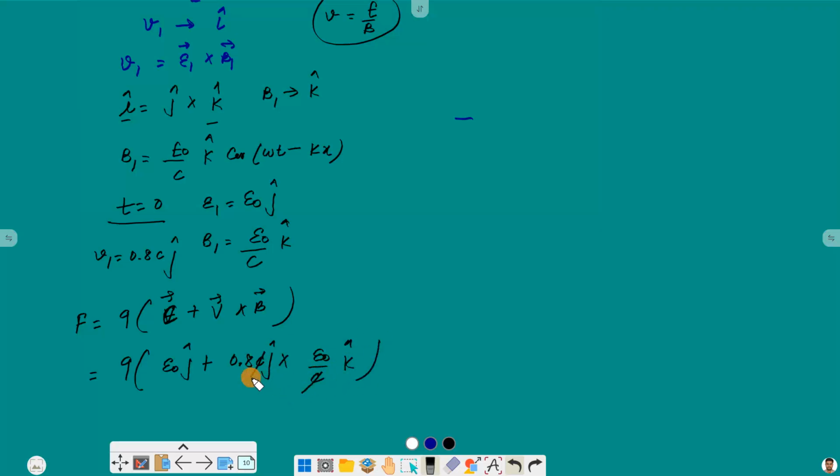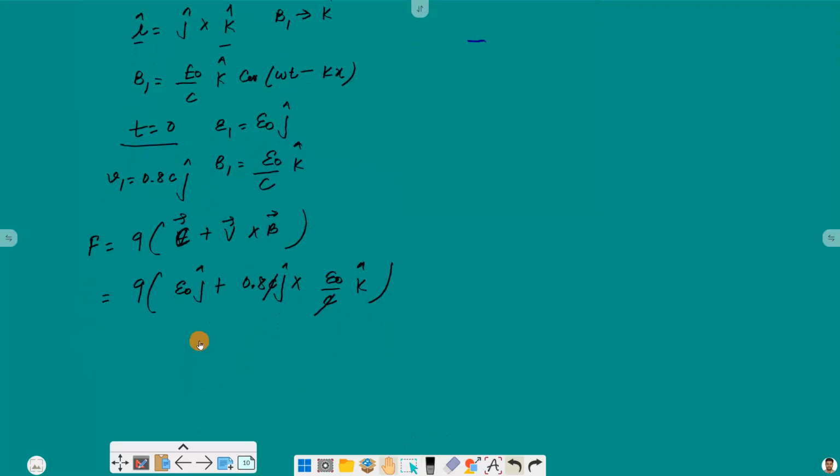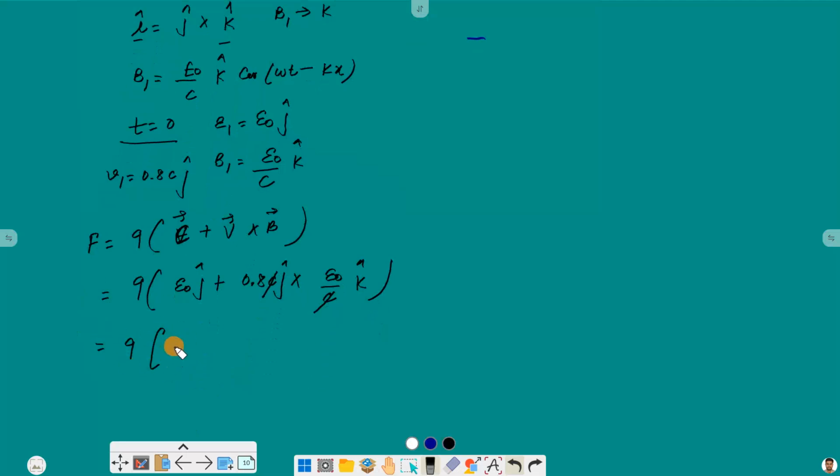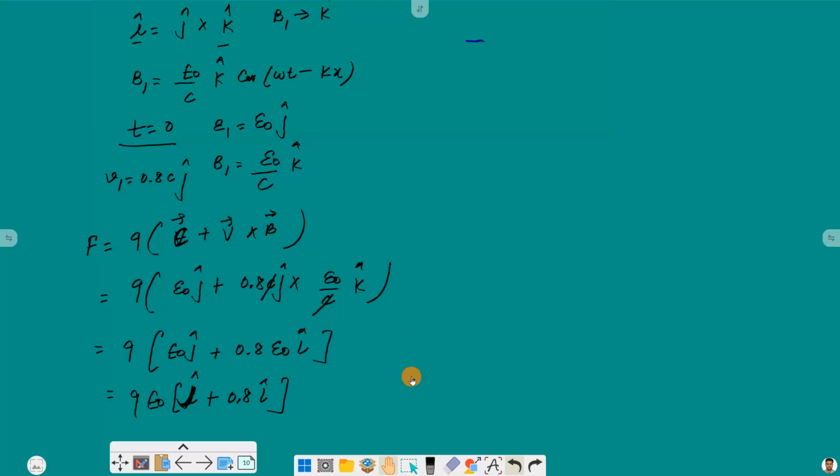Now in the cross product C will get cancelled, J cross K will give us I, and this expression will result in E node J plus 0.8 times E node I. Or we can take E node common, so it will be J plus 0.8 times I. So this is the total force due to the first electromagnetic wave, J plus 0.8 times I.